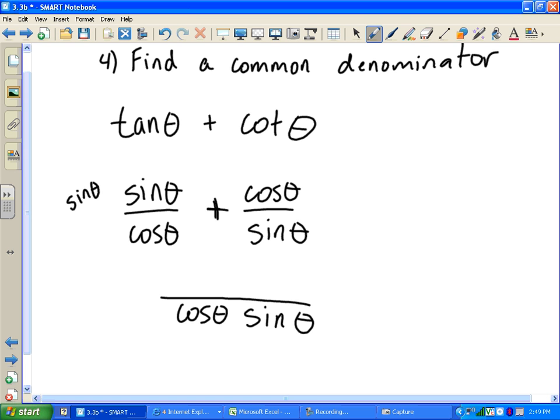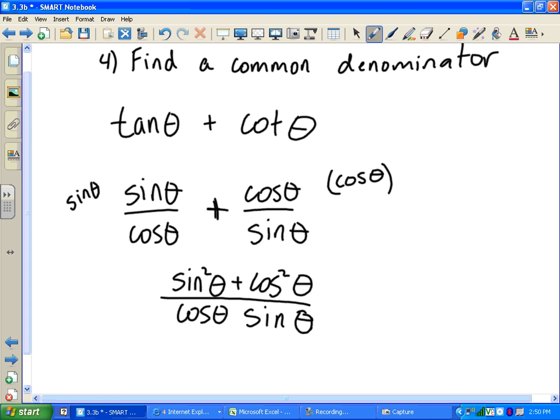And so sine theta times sine theta would be sine squared theta. Now, let's go to our other one over here. So I'm going from sine theta to cosine theta sine theta. So I would have to multiply that denominator by cosine theta, which means I need to multiply my numerator by cosine theta. And so cosine theta times cosine theta, right now my plus sign, would be cosine squared theta.